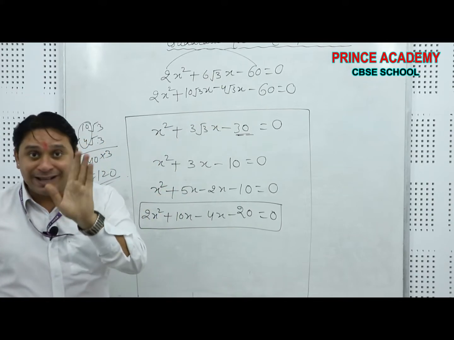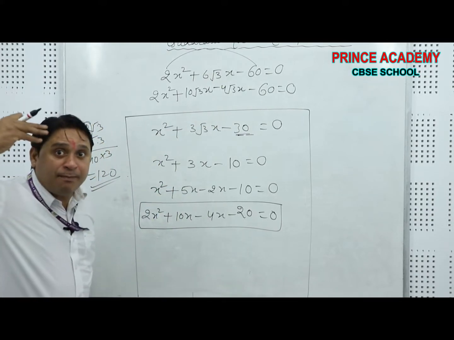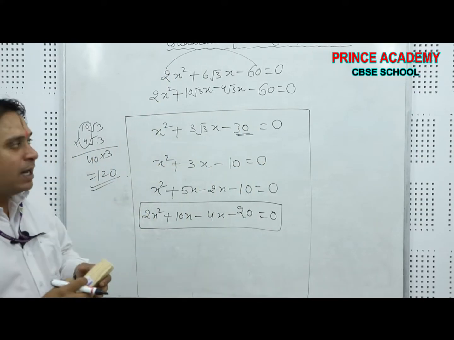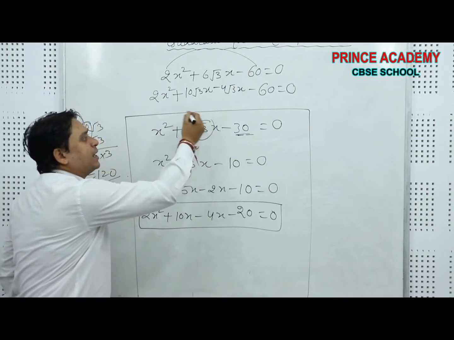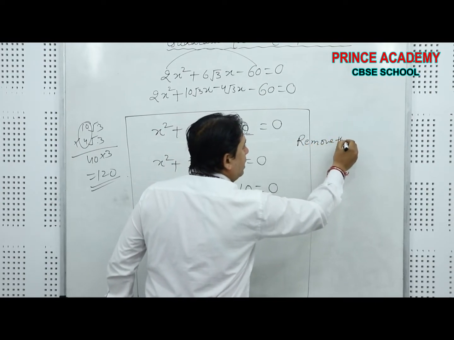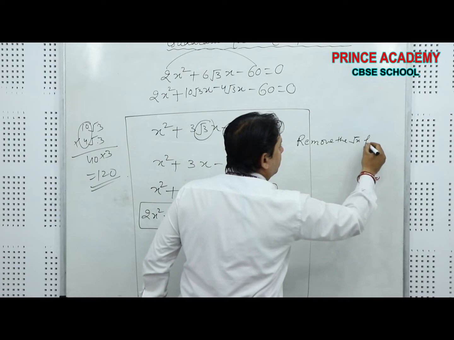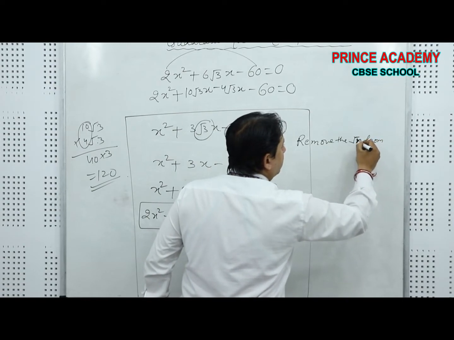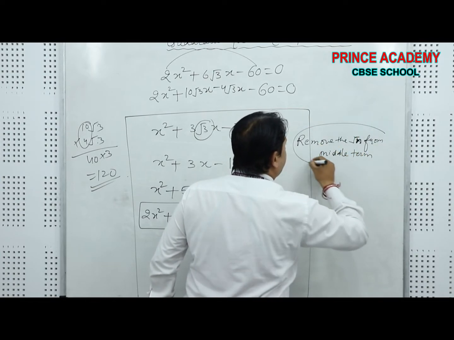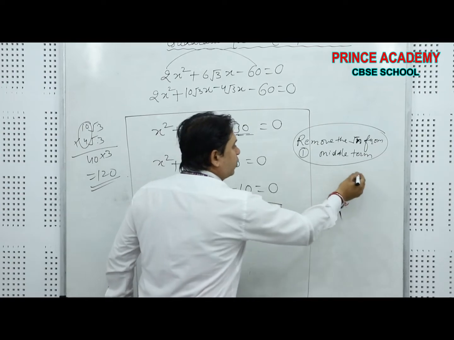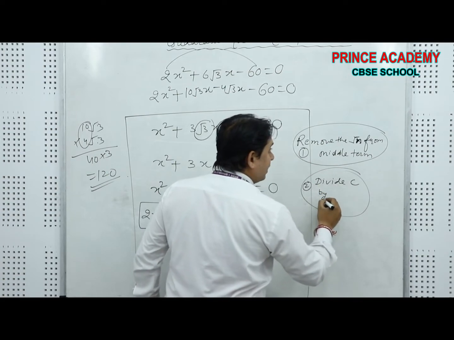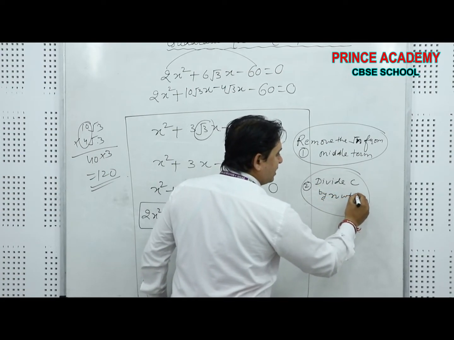Once again I am explaining the cheat steps going on in my mind to simplify this root part. See beta, what I did in my mind: I made the coefficient of x square 1, then I removed the root from the middle term. See, I am writing, this should be your thought process. Number 1 point: remove the root from the middle term. Number 2: divide c by n.